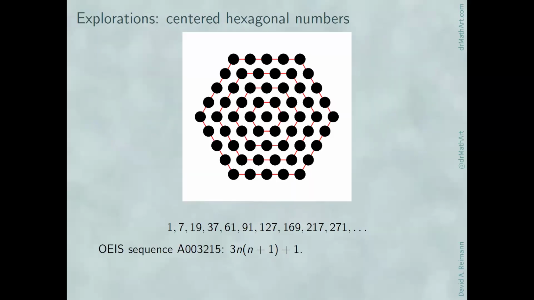So centered hexagonal numbers, they're of this form. They're 1, 7, 19, 37, 61, 91, and so on.